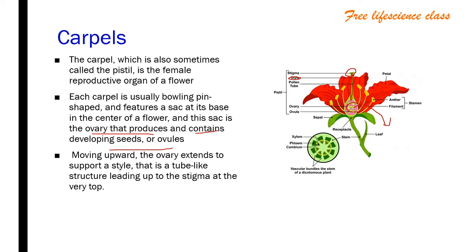Moving upward, the ovary extends to the pollen tube, through which pollen grains will move to the ovary, leading up to the stigma at the very top. Okay, that's all about the carpel.